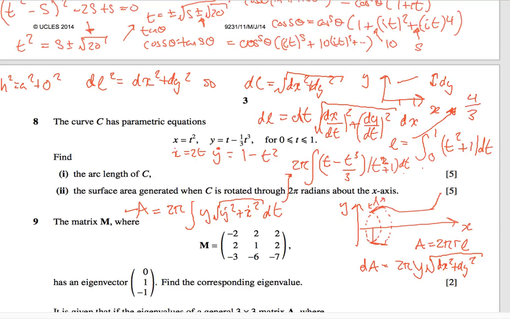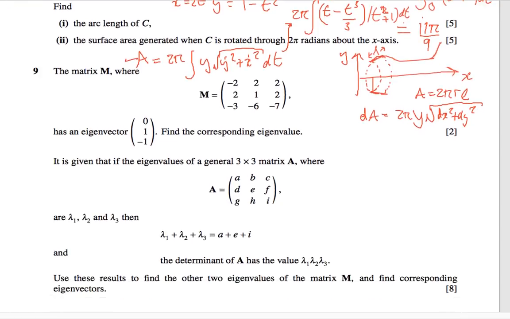Once we actually compute that integral, this integral is pretty simple. You just multiply the brackets out, so it becomes just a polynomial, and you can integrate each term separately. You should get an answer of 11 pi over 9 when you do this integral. Okay, cool. Right, getting near the end now.